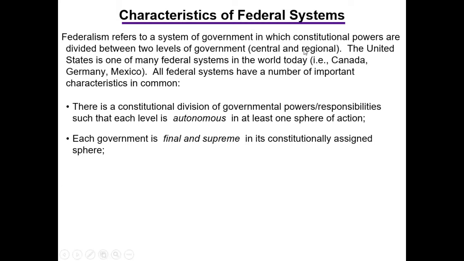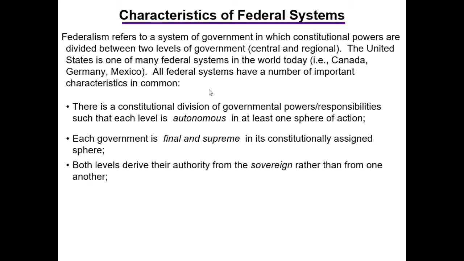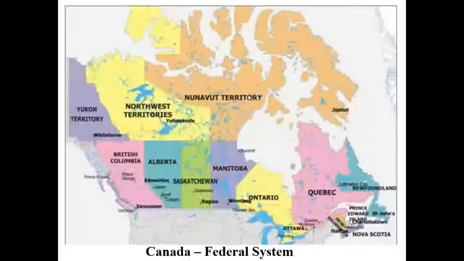So again, that was just another example of how it has to be within the constitutional authority of the state in order for it to be final and supreme, or any government, national or state. It can't be final and supreme if it's not constitutional. That's what I'm trying to say. Both levels of government derive their authority from the sovereign rather than from one another. So that's the point that we made here, right?